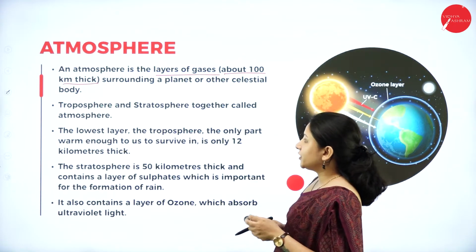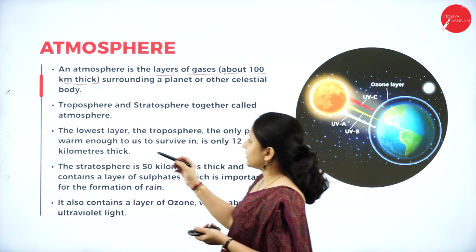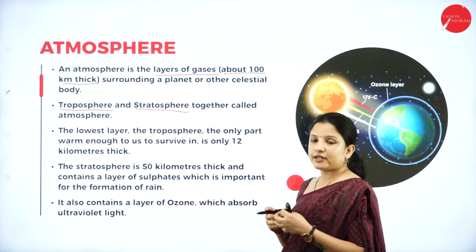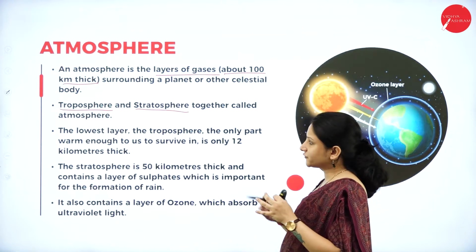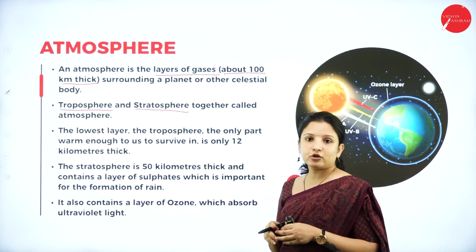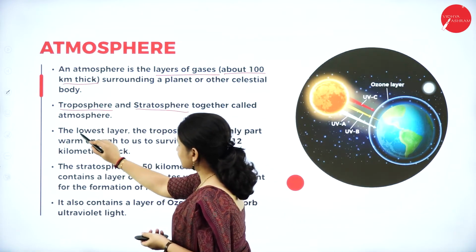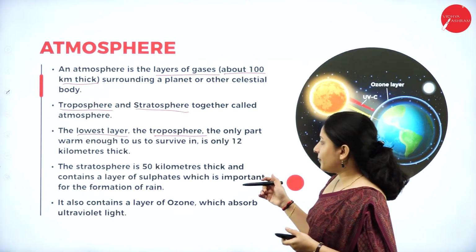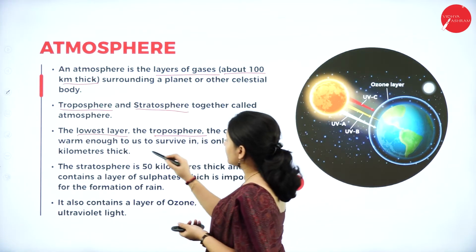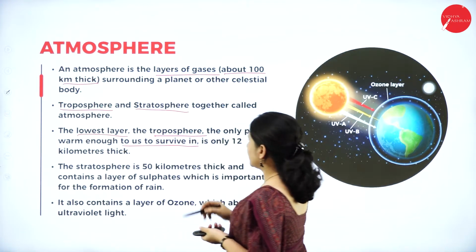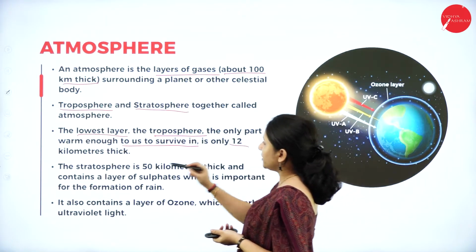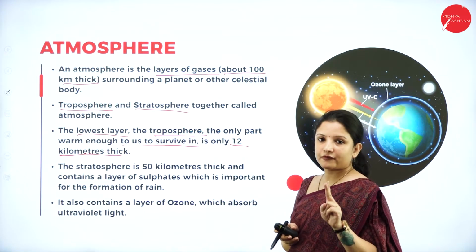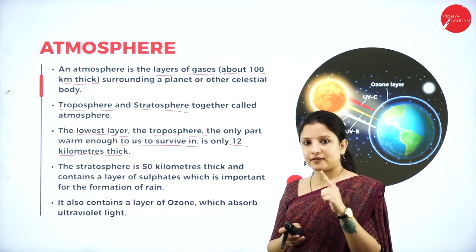So in the atmosphere, there are two important layers, called the troposphere and the stratosphere. These two layers together are called the atmosphere, and together they are about 100 kilometers thick. And the lowest layer, which is called the troposphere, is the only warm part of the atmosphere wherein we can survive, and it is only 12 kilometers thick. So the atmosphere is made up of two layers. One is the troposphere and the other the stratosphere.